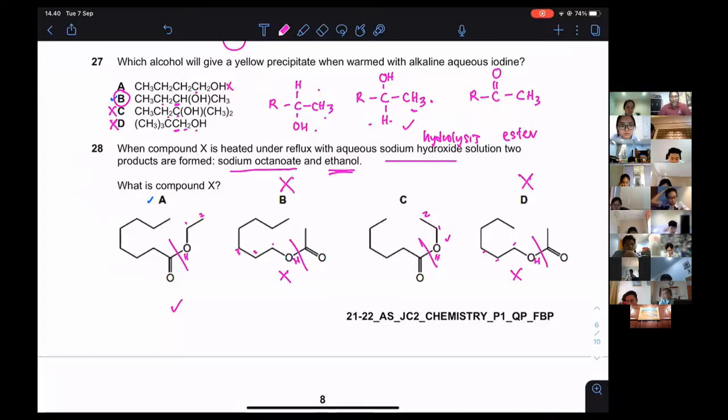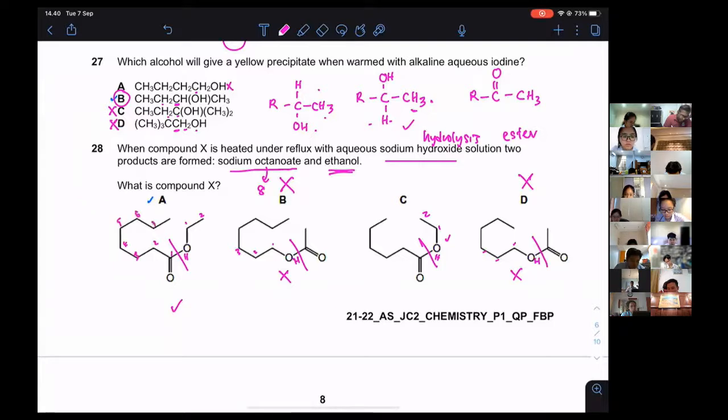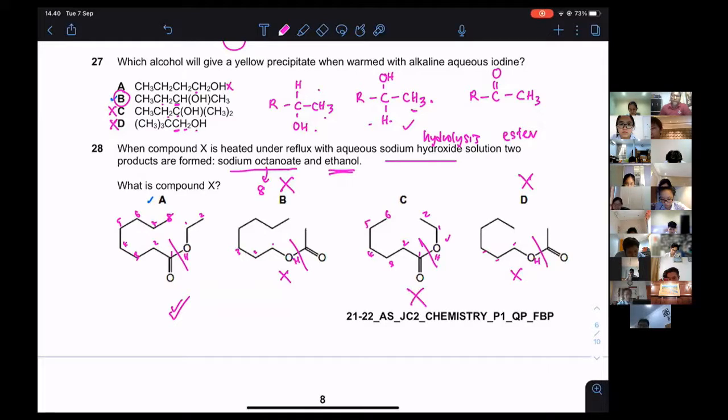So now we are left with the sodium octanoate. Octanoate means 8, octa. So it means that the carboxylic acid part, which will change to the salt, must have 8 carbon. So I count 1, 2, 3, 4, 5, 6, 7, 8. Double confirm: 1, 2, 3, 4, 5, 6. Hexa, cannot be octa. So therefore, the answer is going to be A. I will move on.